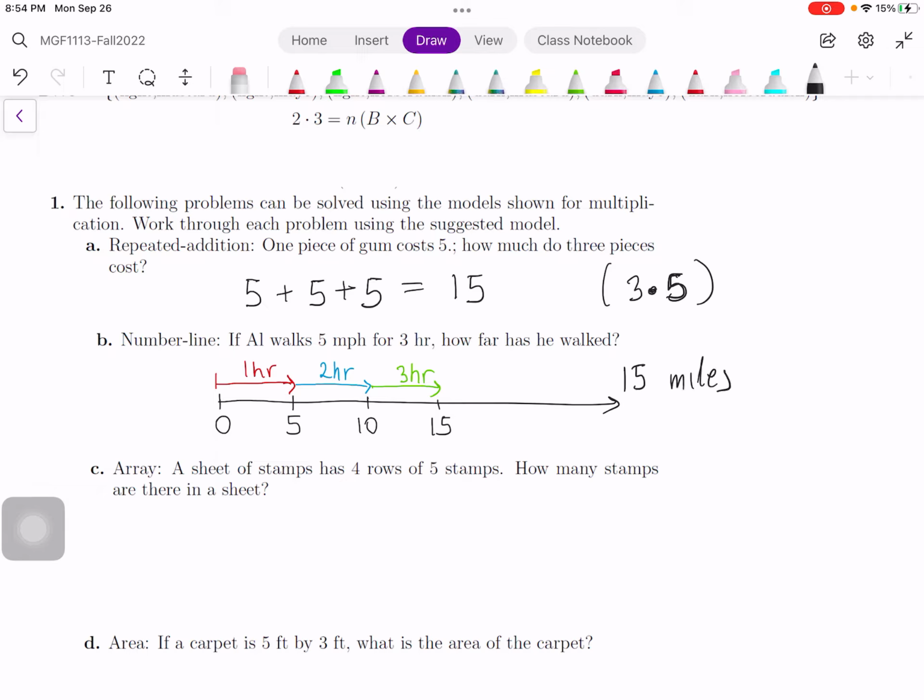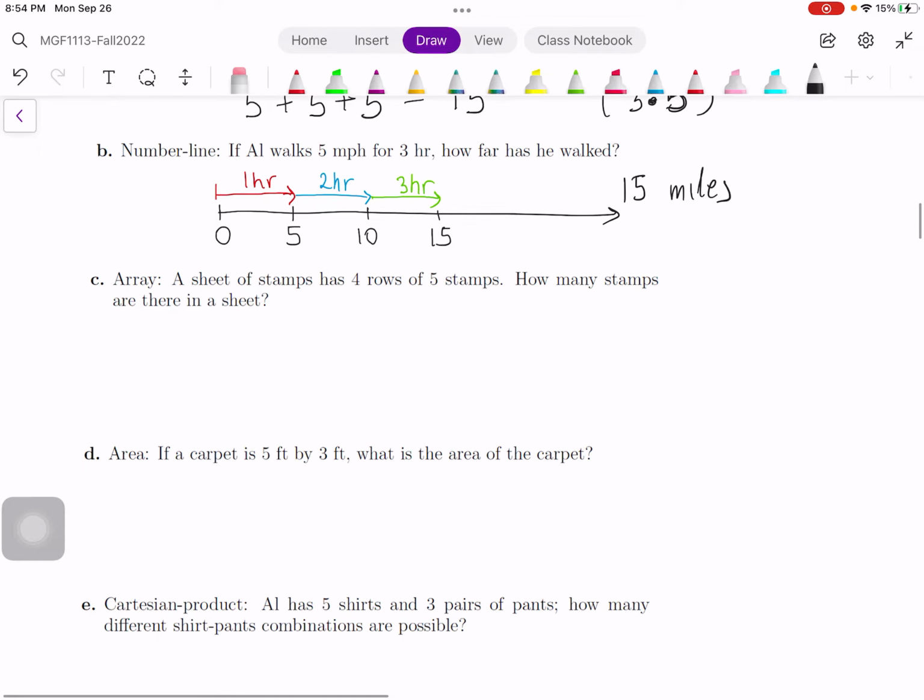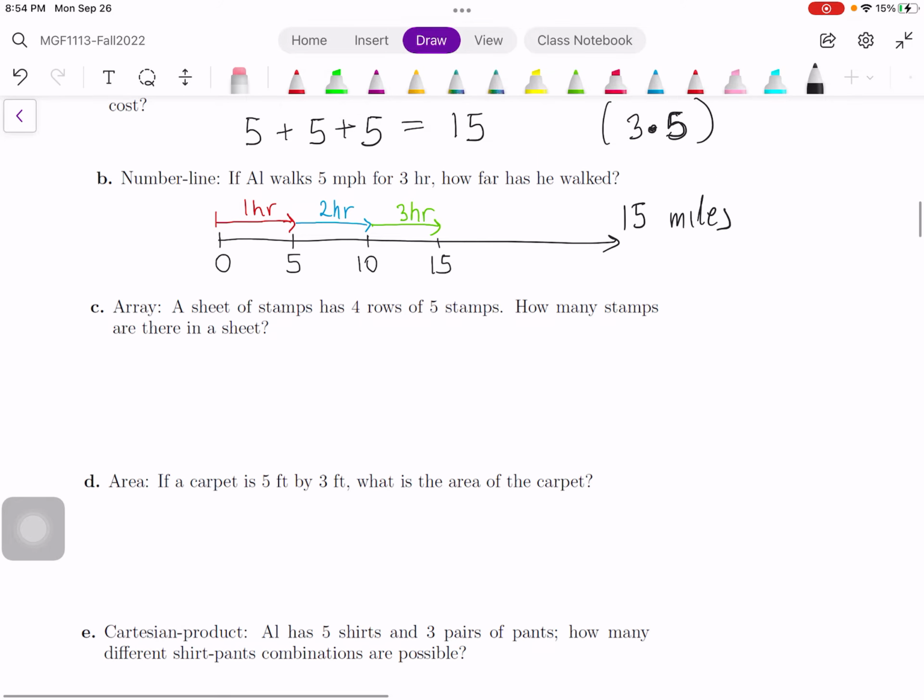Notice that in each of these two problems, we represented 3 times 5, because he walked 5 miles for 3 hours. So it's 3 times 5. This is the distance.